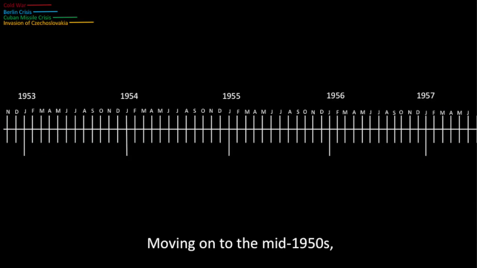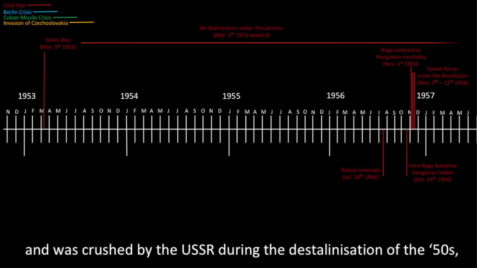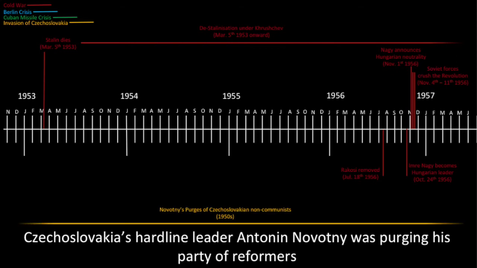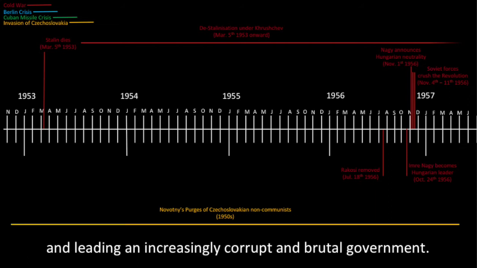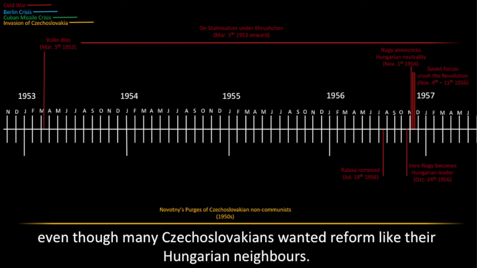Moving on to the mid-1950s, generally speaking, we now know that while Hungary tried to reform and was crushed by the USSR during the de-Stalinisation of the 1950s, Czechoslovakia's hardline leader, Antonin Novotny, was purging his party of reformers and leading an increasingly corrupt and brutal government. Novotny's purges of the non-communists in Czechoslovakia is one major reason why Czechoslovakia remained communist, even though many Czechoslovakians wanted reform like their Hungarian neighbours.